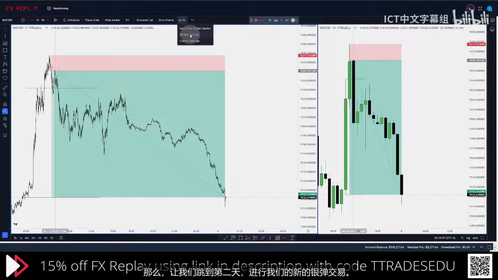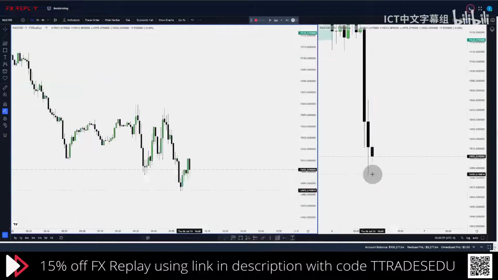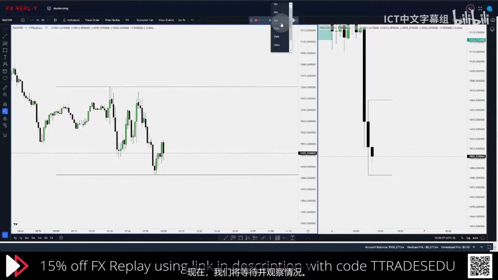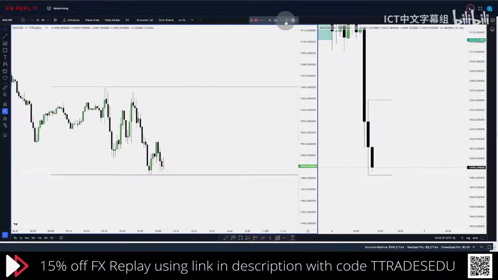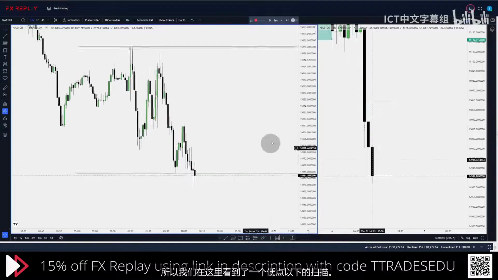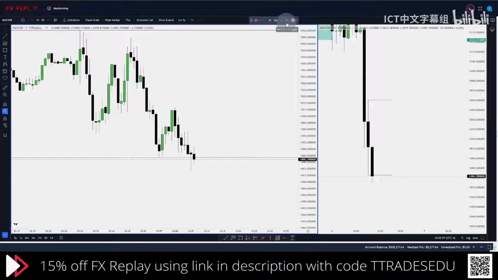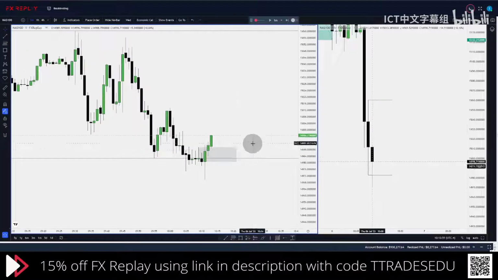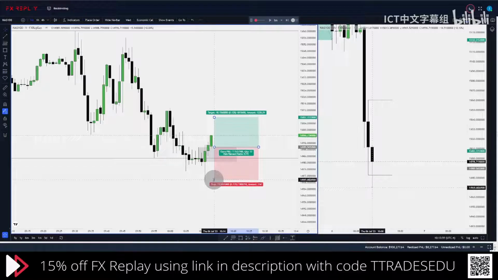So let's hop into the next day and go to our new silver bullet session. Let's go ahead and mark out our hourly high and hourly low. And now we are going to wait and see what happens. So here we get a sweep below this low. Let's see what happens. Okay, another sweep there. So what I'm looking at is this up close candle before the sweep down. If we get a nice close over, that would be a breaker. So we get a close over here. So I would be looking for a long here.